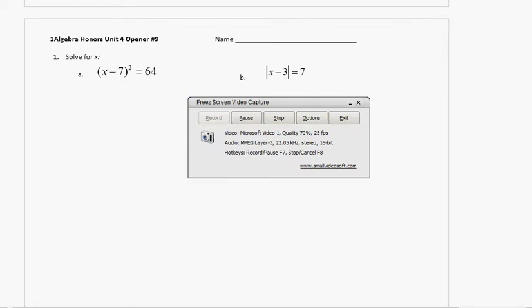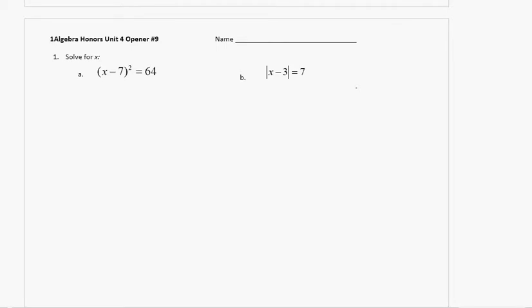Hello and welcome to Unit 4 Opener number 9, where we'll be delving a little bit deeper into solving some quadratic equations and some absolute value equations. Now, if we take a look at this first equation here, (x - 7)² = 64.